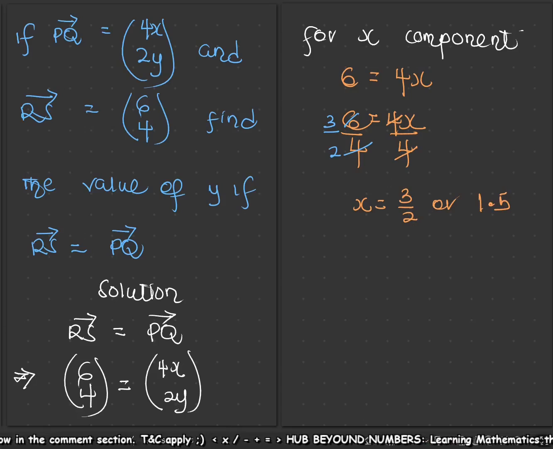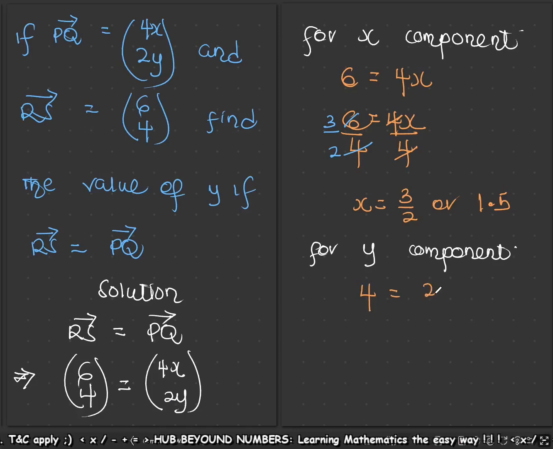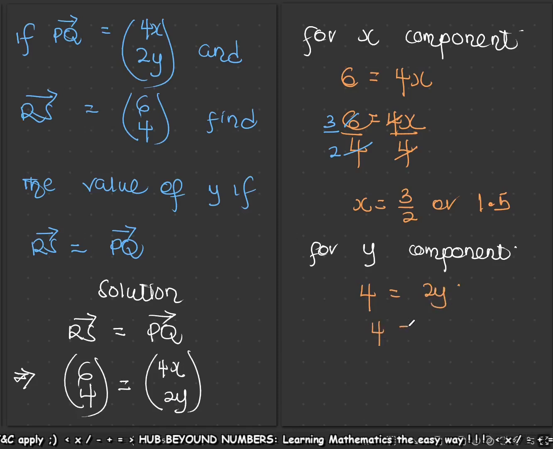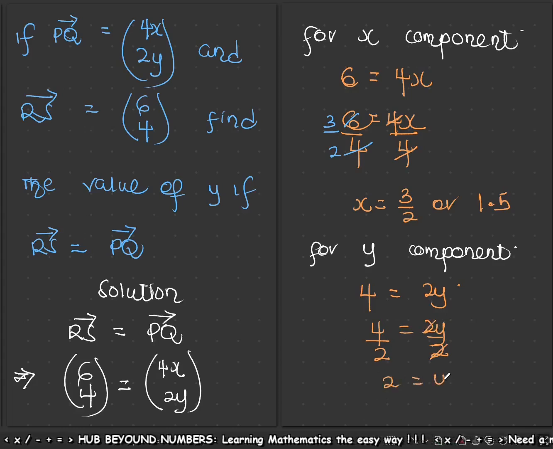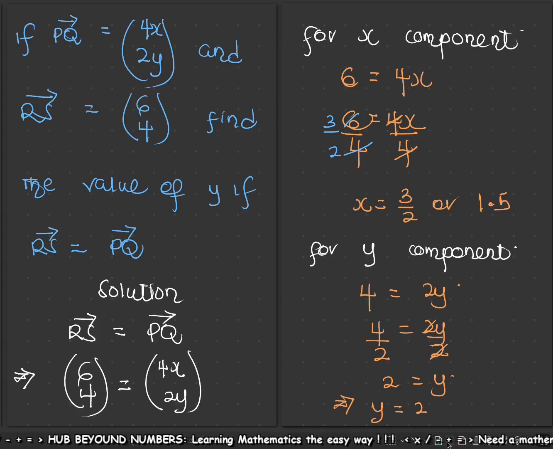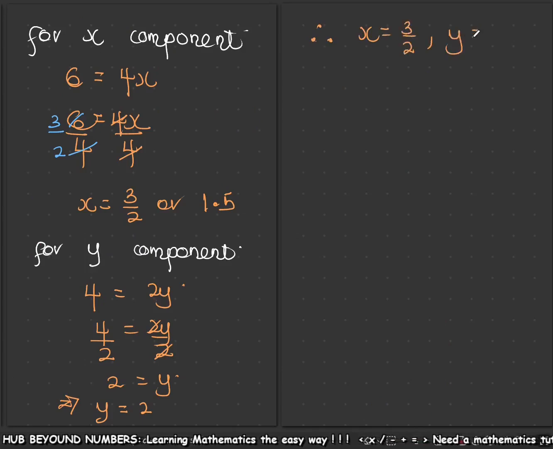Then we come to the y component. So for the y component, we can also say that 4 is equal to 2y. Those are the components of y. So 4 is equal to 2y. And we would have to make y the subject by dividing both sides by 2. So that this 2 here takes out this 2, and then 4 over 2 gives you a 2. So it implies our y is equal to 2. And with that, you are done solving. So you can say, therefore, x equals 3 over 2, and y equals 2.